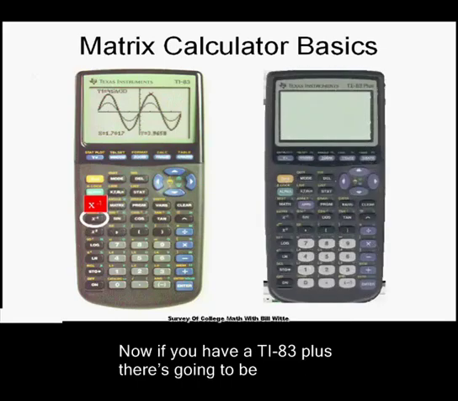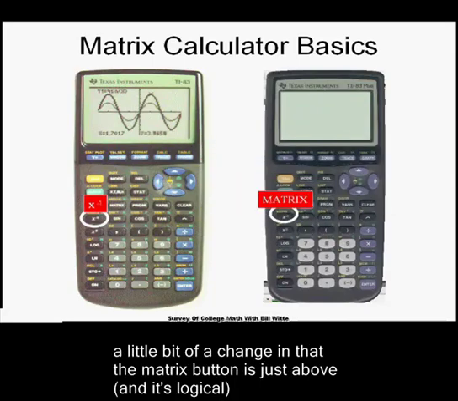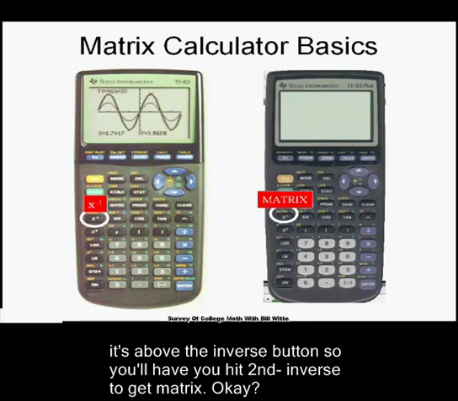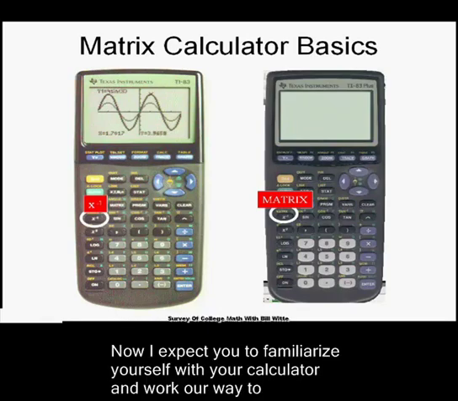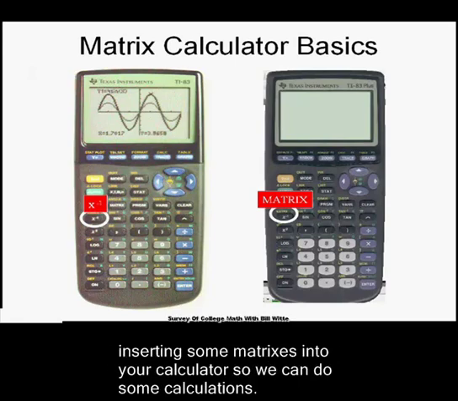Now, if you have a TI-83 Plus, there's going to be a little bit of a change in that the matrix button is just above the inverse button, which is kind of logical. So you'll have to hit second inverse to get matrix. I expect you to familiarize yourself with your calculator, and we're going to work our way through inserting some matrices into your calculator so we can do some calculations.